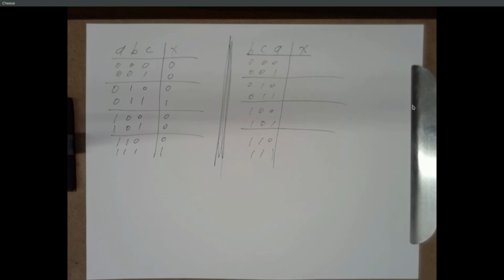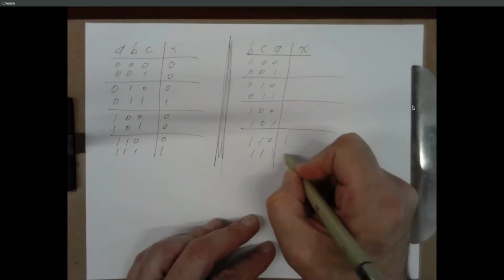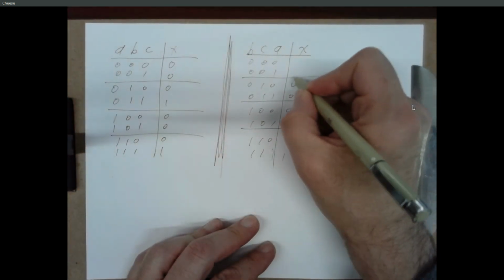So there's still only two input combinations that give x equal to 1, right? A equals 0, B and C equal 1, and A equals 1, B and C equal 1. Everybody's got this now. So that turns out to be these two rows on the bottom.